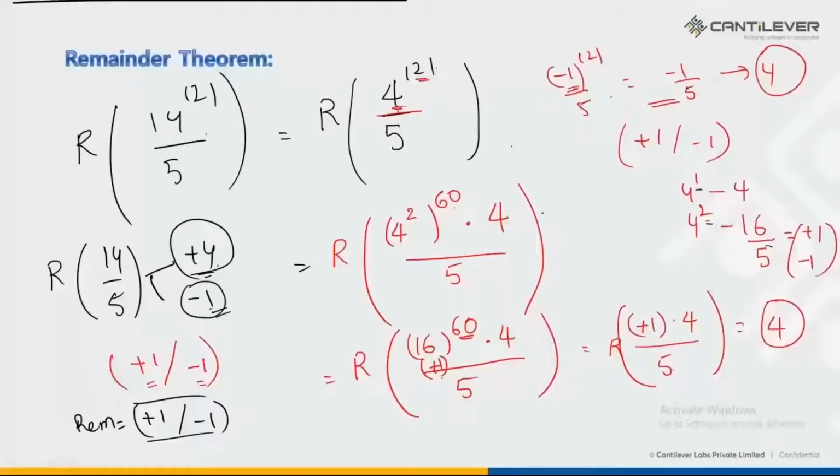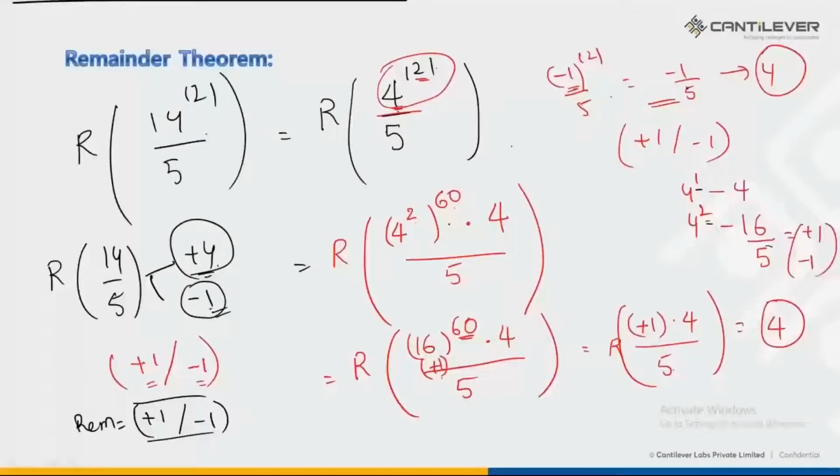Clear? So now 4 power 1 is 4. Upon dividing it with 5, I will get the same answer. Or as in some cases, if you can't find +1 or -1 directly, then how can you do it? See, 4 square is 16. Upon dividing it with 5, I will get +1. So that's the reason I'm converting this entire numerator into 4 square to the power of something.